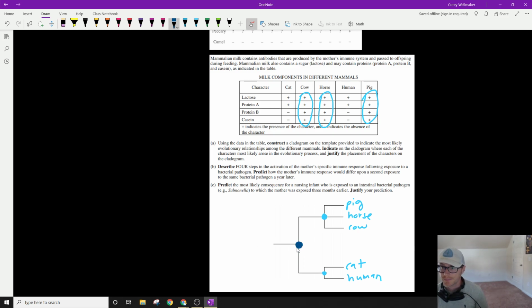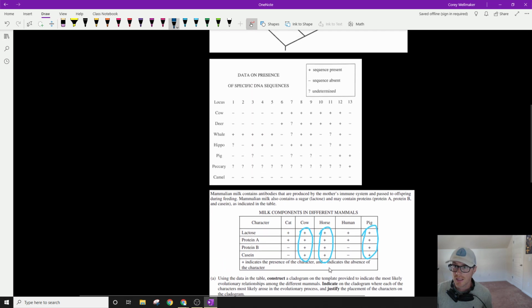The dark blue one. I'm not going to go into the immune response because this was from the 2014 exam, and that's been taken out of the curriculum. Yeah, so most of this just goes into the immune system. I just wanted to get the cladogram practice.